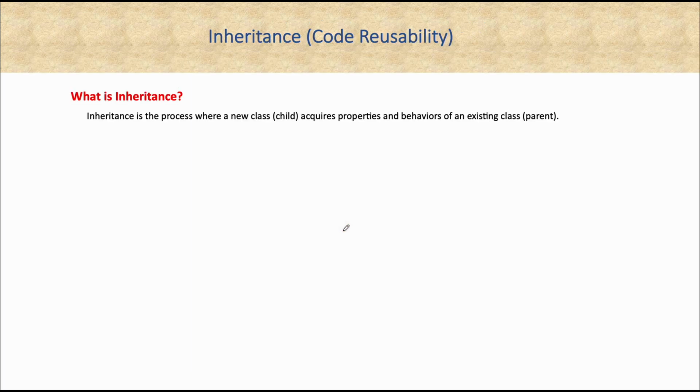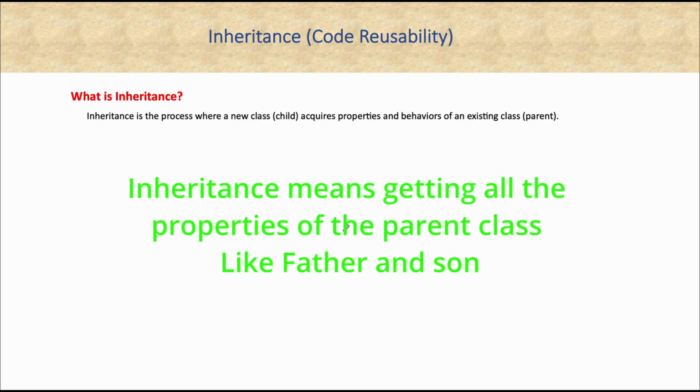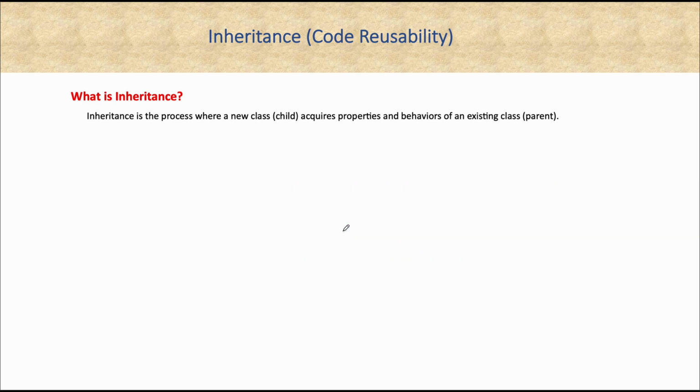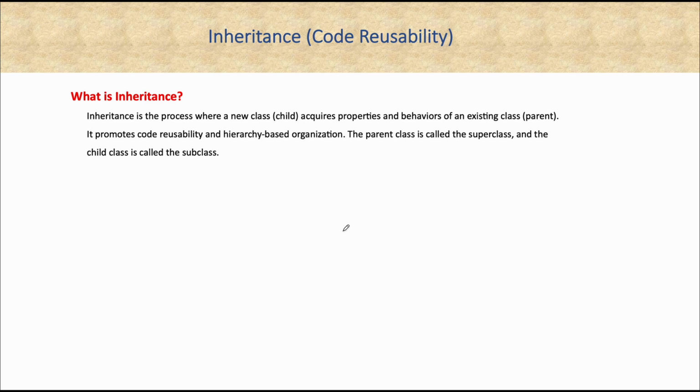Inheritance. What is inheritance? Inheritance is the process where a new class acquires the properties and behaviors of an existing parent class. As I have told you, you have many characteristics similar to your father. That is called inheritance. It promotes code reusability and hierarchy-based organization. The parent class is called the superclass and the child class is called the subclass. Your father is the parent class or superclass and you are the subclass.